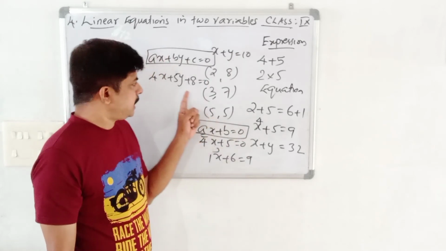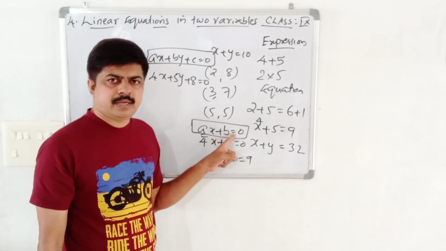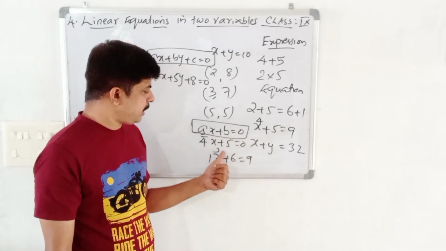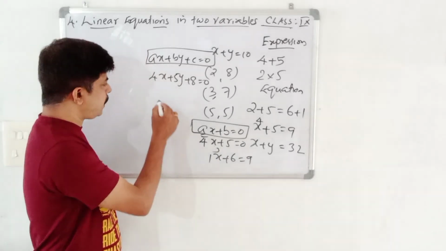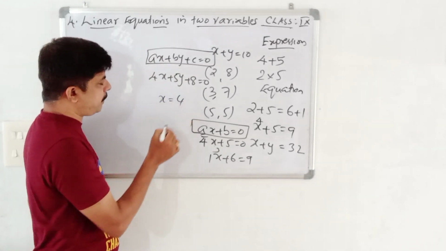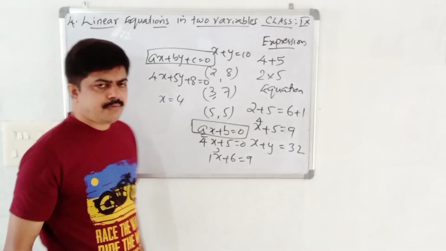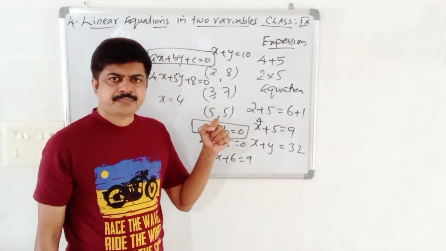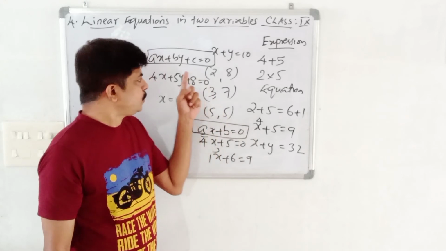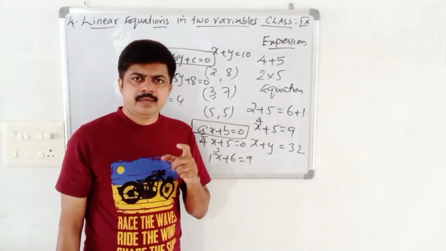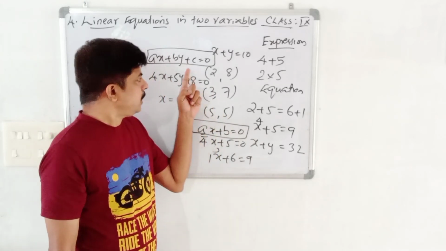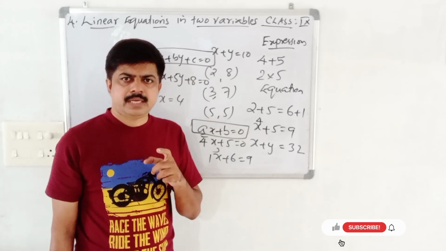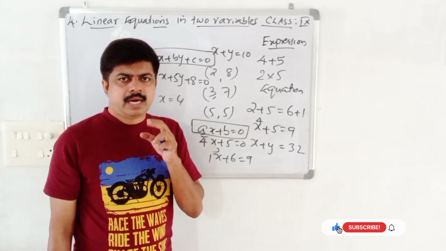The graphical representation of a linear equation in one variable is always on the number line. We can represent one variable always on the number line, for example x equal to 4 on the number line. The graphical representation of two variables: we have two variables x and y. Therefore, we need to represent this equation graphically in the Cartesian plane.